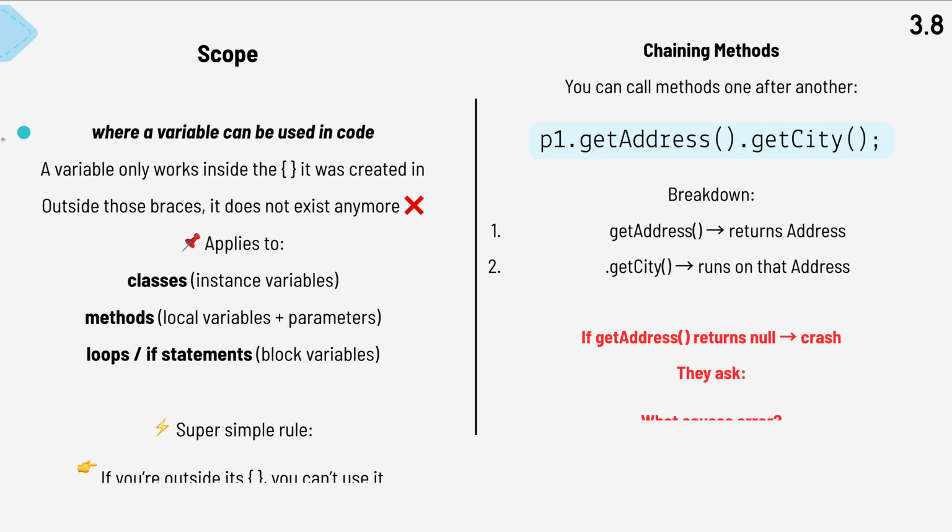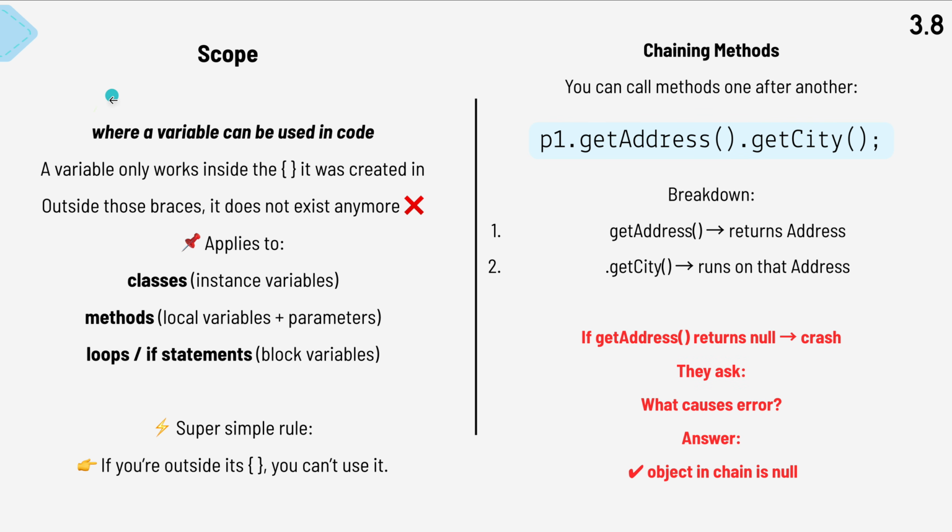Next is scope. We talked about scope earlier. It's where the brackets are: everything inside the brackets, we can use the variable, and everything outside you cannot. Chaining methods involves breaking down, like, if I call p1.getAddress().getCity(), it moves from left to right. So it gets the address, returns the address, and getCity runs on that address. Now what if getAddress returns null? Then they ask what causes the error. It's calling a method on null, so it causes a crash.